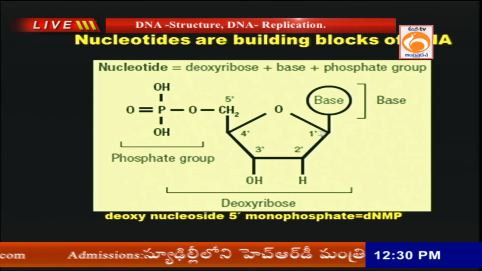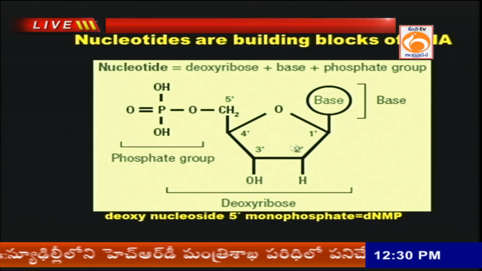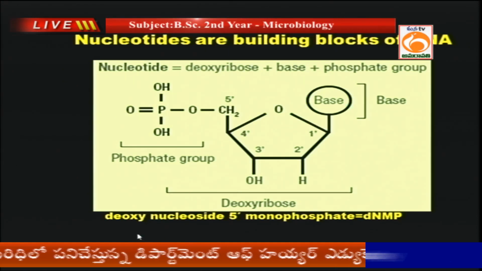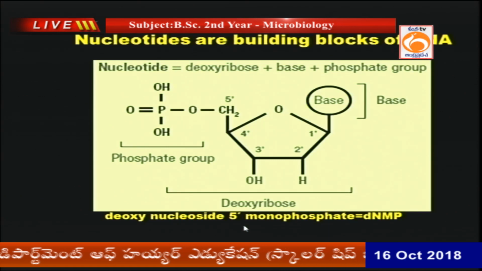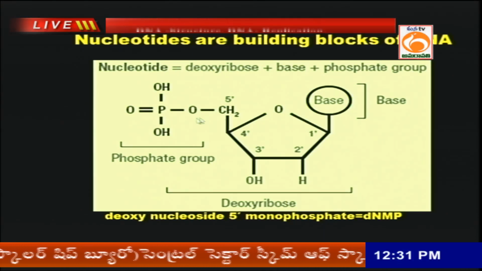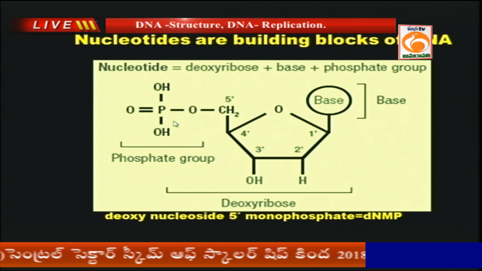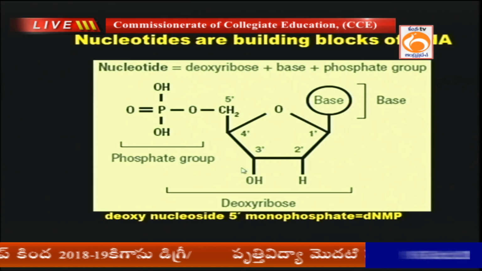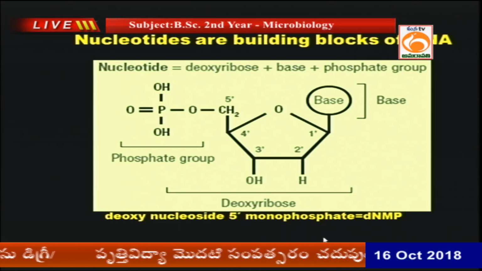Here this is a nucleotide structure and it is having only one phosphate group, so it is named as deoxynucleoside 5' monophosphate, dNMP. If it contains 2 phosphates, it will be named as diphosphate. If it is having 3 phosphates, it will be described as triphosphate.